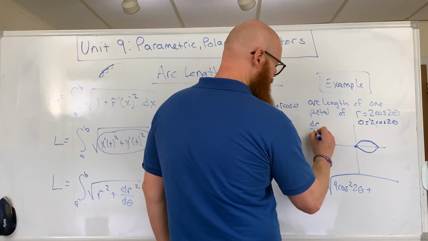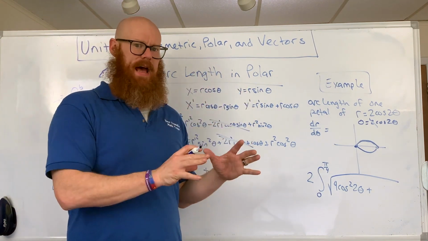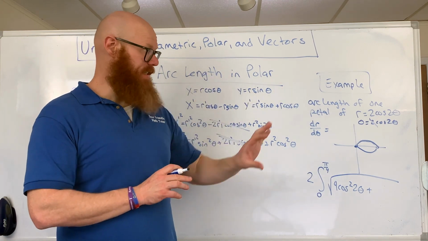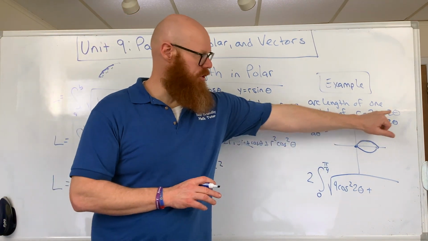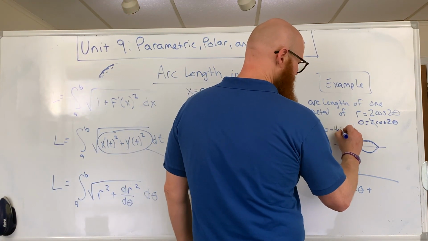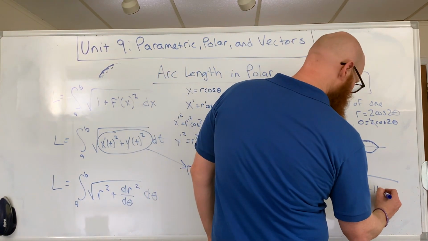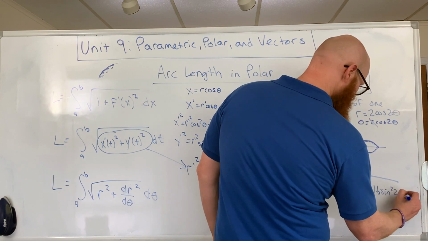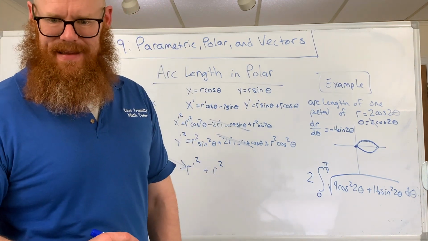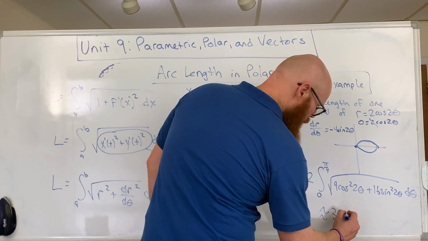Well, let's find dr d theta. So we're finding the derivative, but this time it's dr d theta, not the dy dx derivative of polar. So it's the actual dr d theta, so that's just a really straightforward derivative of 2 cosine 2 theta, and that's negative 4 sine 2 theta. And if we square that, that's 16 sine squared 2 theta d theta. This is another one that I just did in the calculator, and that is approximately 3.14.